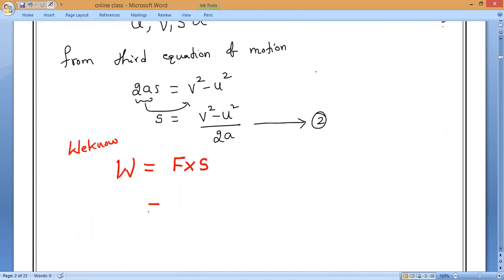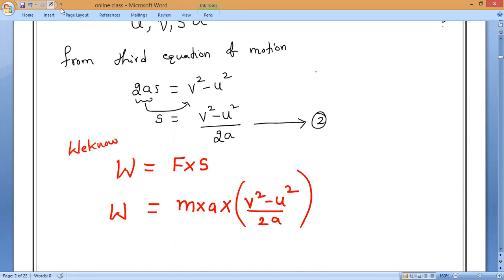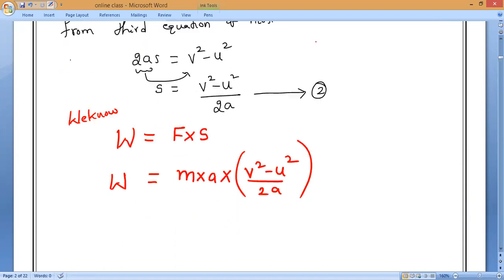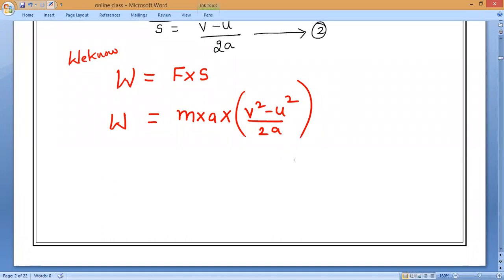Now, in place of F, what can I write? Work done W is equal to, F is equal to mass into acceleration. Distance is equal to v squared minus u squared divided by 2a. Any doubt? Now something will get cancelled. Acceleration will get cancelled. So it turns into m into v squared minus u squared divided by 2. Is it right or wrong?